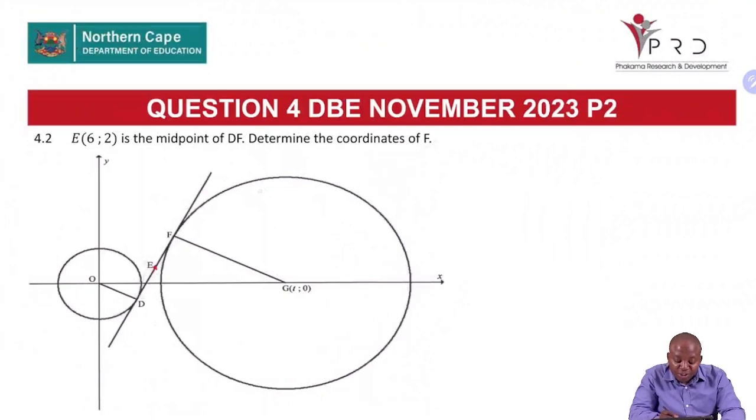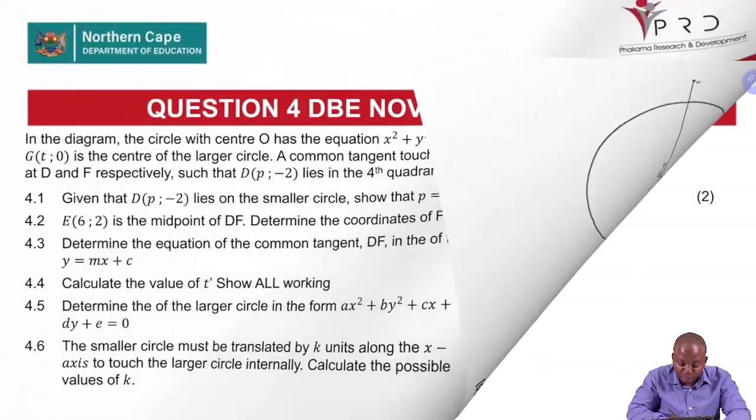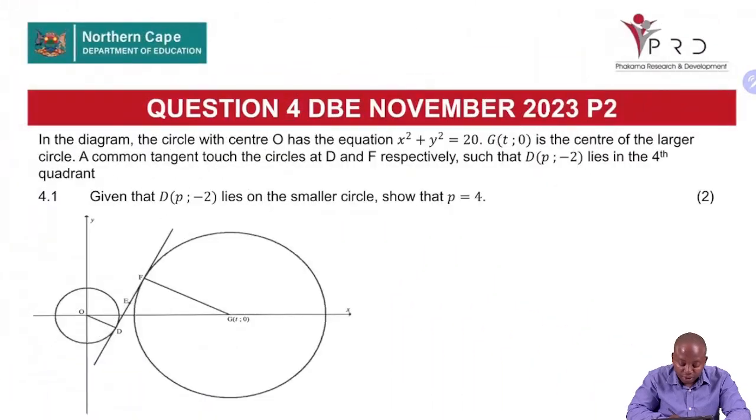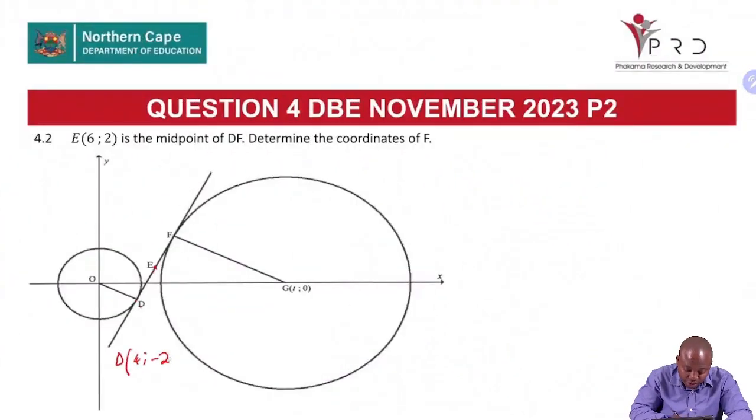Determine the coordinates of F. We have D. Remember our D, it was 4, -2. Remember, we found P as 4, then it is 4, -2. So we have E now. We're told that E is (6, 2).